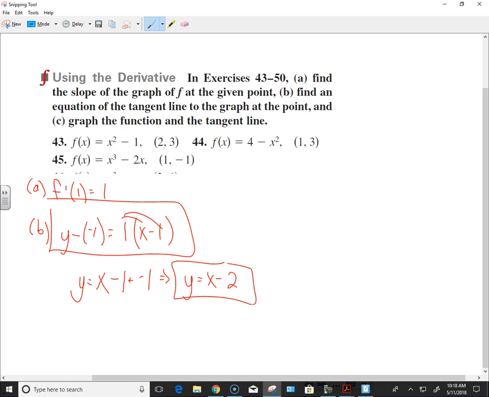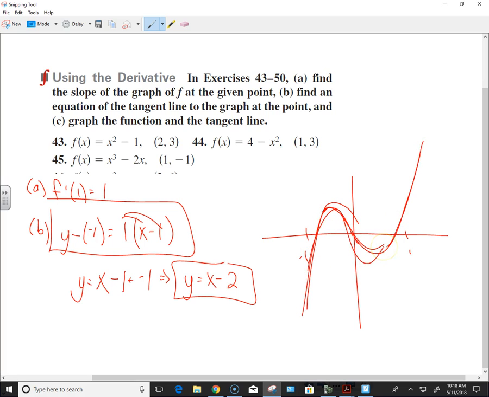And then part C says graph the function and the tangent line. So if all went well, hold on. There'd be a max and a min at plus or minus square root of 2/3, which would be a little bit less than 1. Then normal cubic. Maybe somewhere. Nope, hit the 0, 0. Something like that. And then at 1, negative 1.